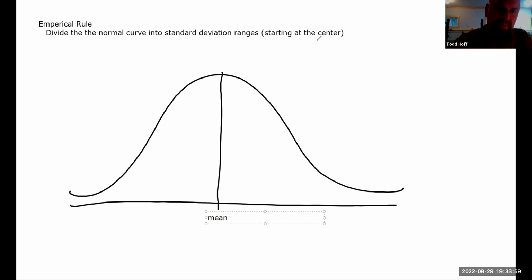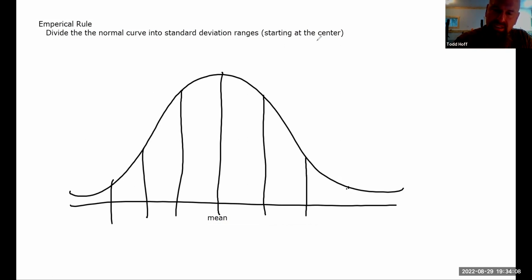Then we go out in steps of a standard deviation in each direction. And usually we go 3 steps in each direction. So each of these steps is a standard deviation. So this point here would be -1 standard deviation, or 1 standard deviation less than the mean. This would be -2 standard deviations, 2 standard deviations less than the mean. This here, -3 standard deviations. Going the other way, this would be +1 standard deviation, +2 standard deviations, and +3 standard deviations, 3 standard deviations above the mean.